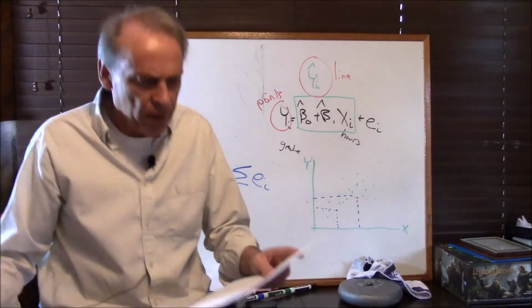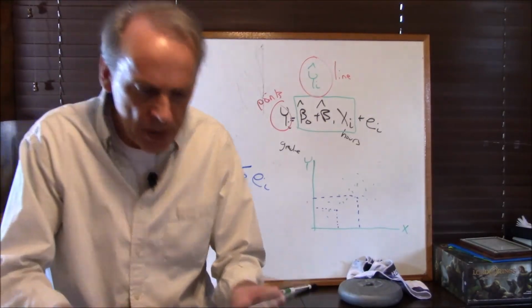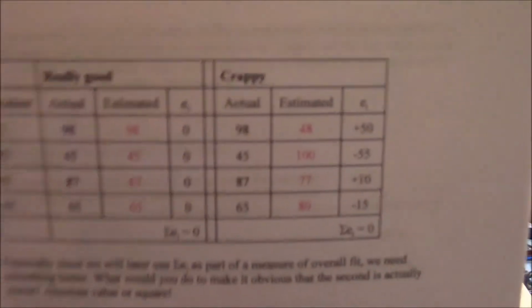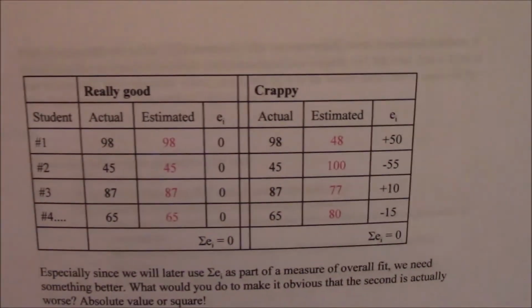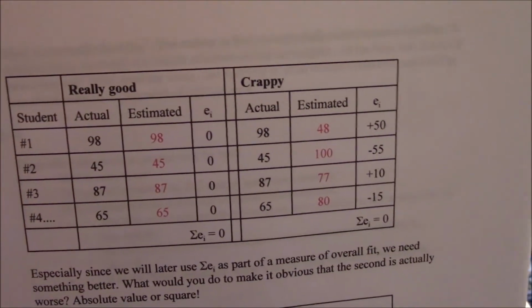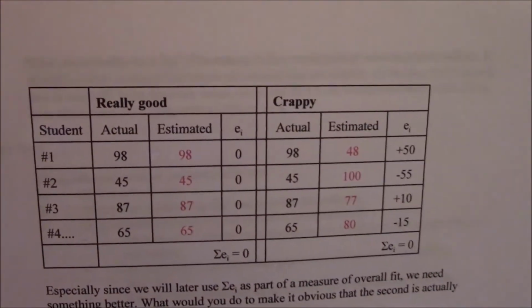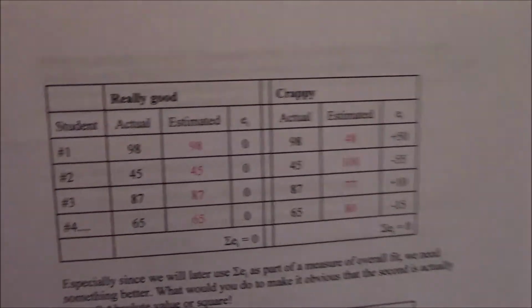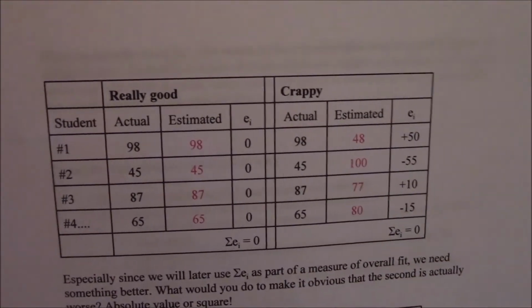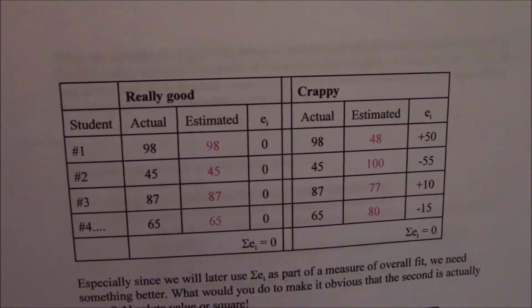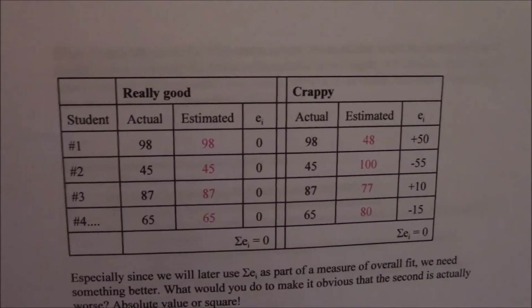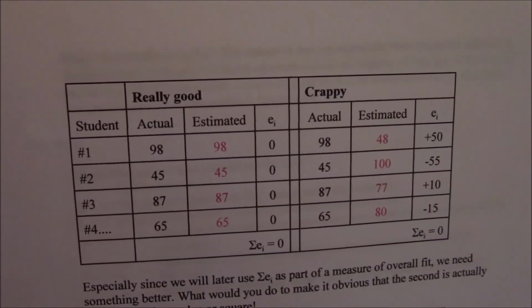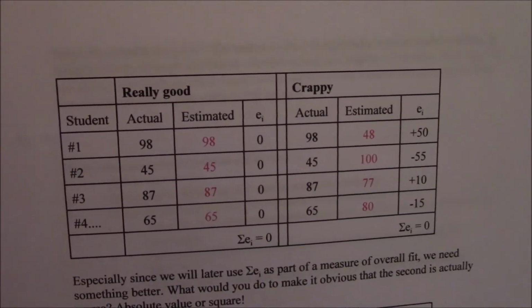Let me give you an example here. I put together some data here for 2 regressions. One that I'm calling a really good regression and one that I'm calling a crappy regression. Both of them, the residuals sum to 0. But on the really good one, the reason they sum to 0 is because they're all 0. It's because the actual grades and the estimated grades are right on top of each other.